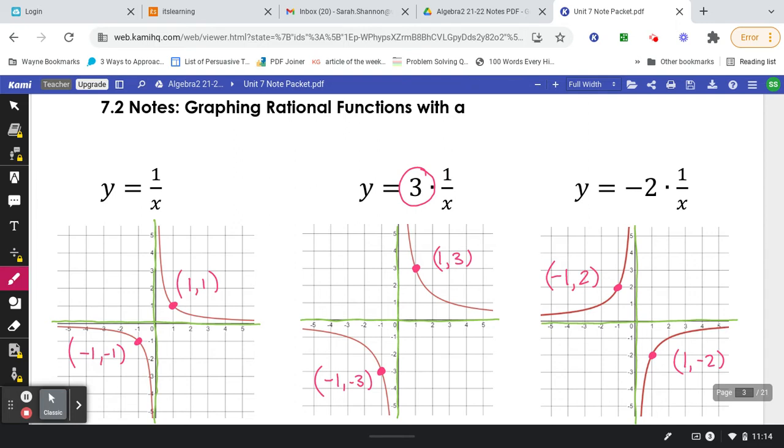So if there's no number in front, it just goes to the 1. If there is a number in front, it goes all the way up or down to that number. So 3 in front means it goes up to 3, down to negative 3. 2 in front means it goes up to 2 and down to negative 2. Notice that this one, the negative, makes it flip. Notice how your graph is in the opposite corners of each other now. It used to be in the top right and bottom left corner. Now it's kind of flip-flopped.